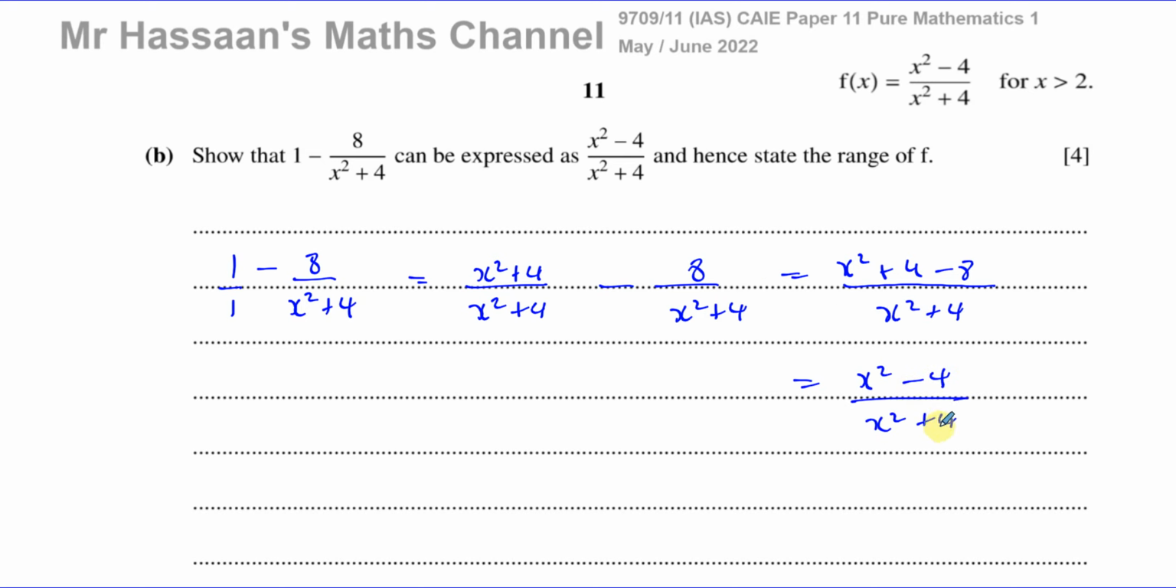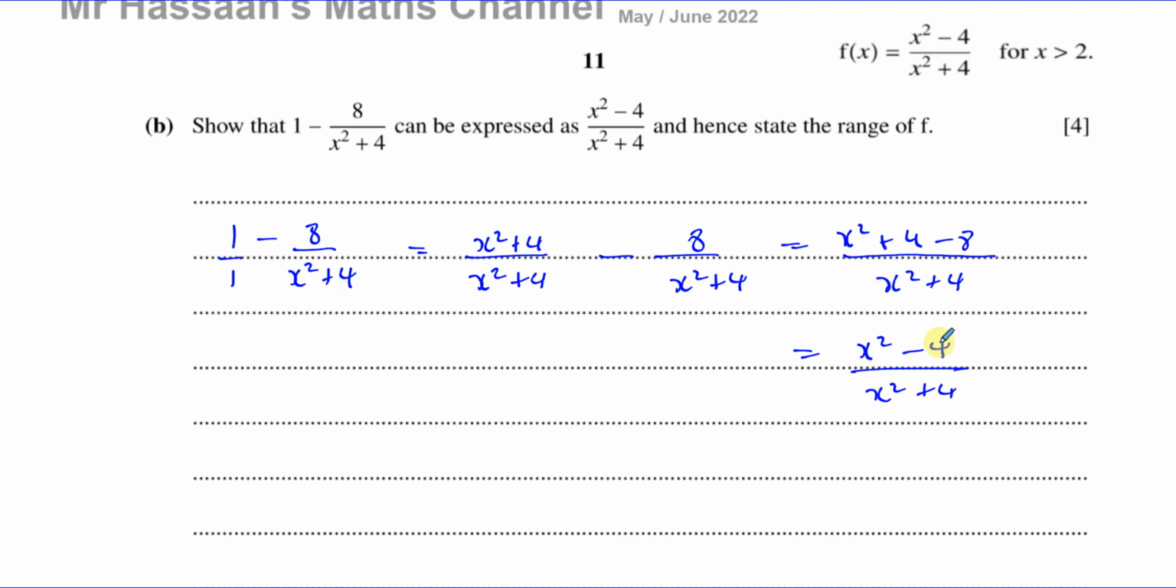You need to show the steps clearly because you were told, show that this can be expressed like that. So you have to show the steps very clearly. You can't just write that equals that. You have to show how we got there in proper steps. Now, and hence state the range of f.